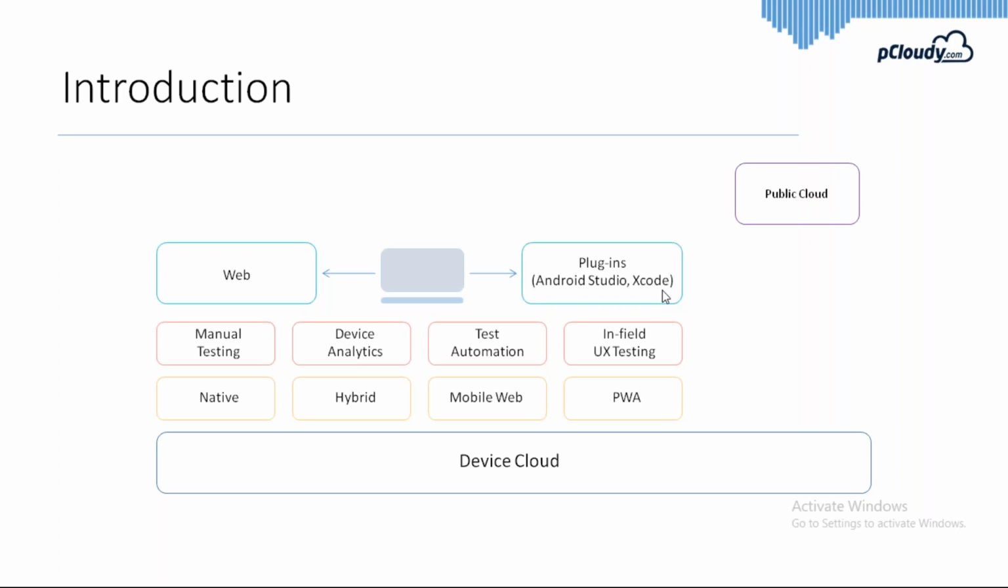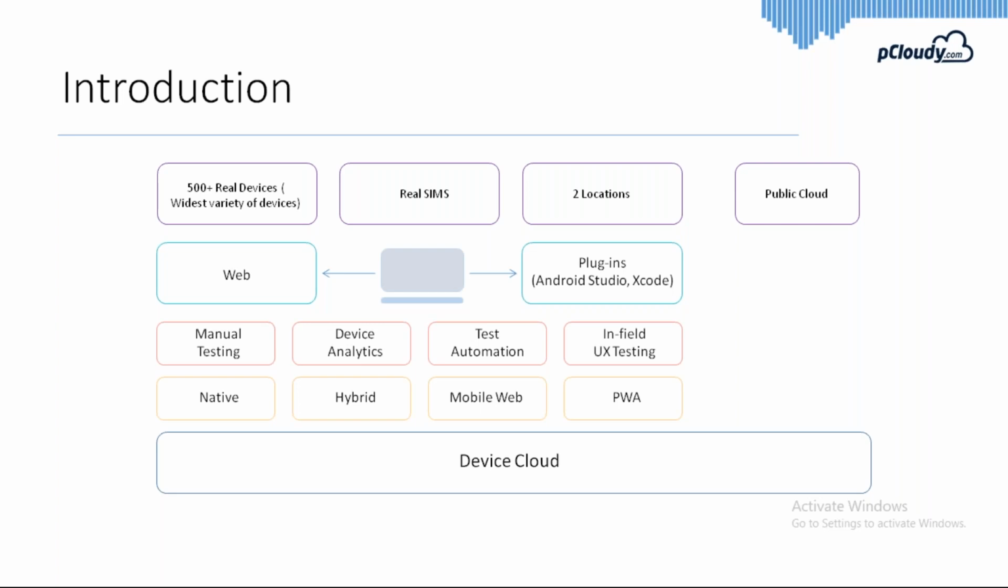Now we have three offerings at pCloudy. The first is public cloud, which is basically a cloud where we have two different data centers across the globe, India and USA. We have more than 500 real physical devices, and some of the devices are equipped with real operator SIMs. So in case you need to test your applications on real devices with real operators like Airtel in India or AT&T in the US, you can use these devices.